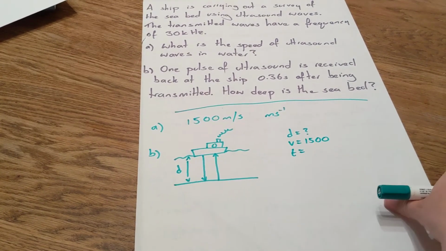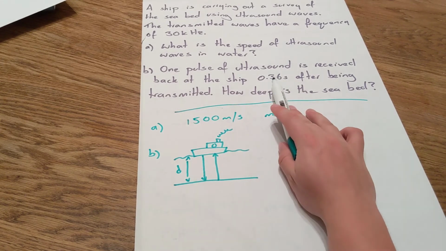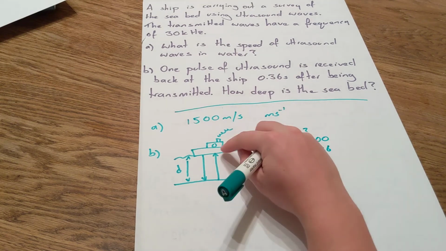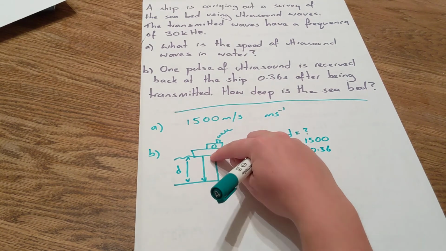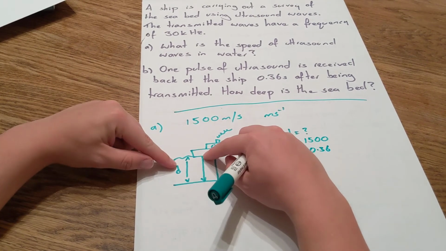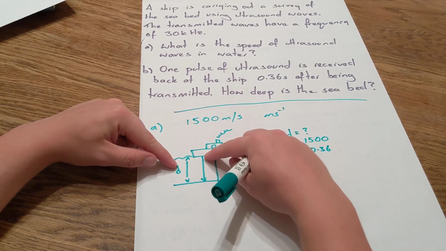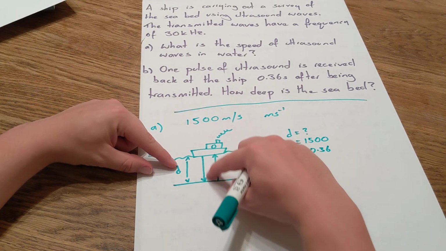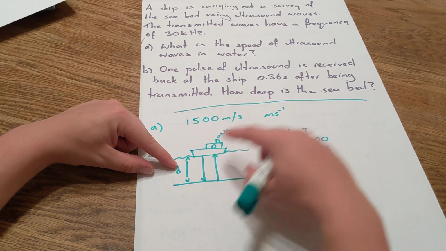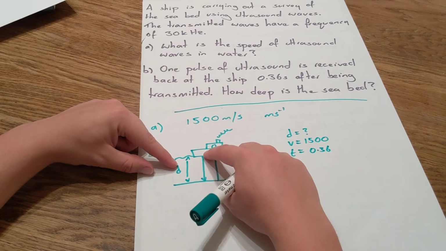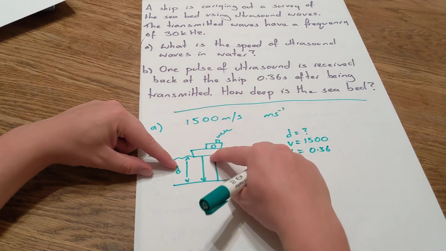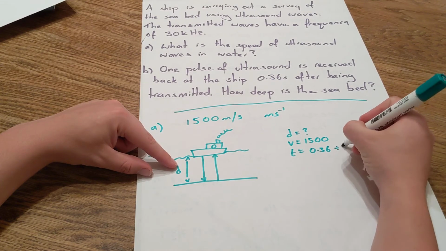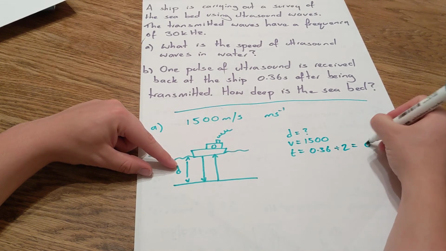Now, we know the time. We know that it takes 0.36 seconds for the signal to come from here, go down there, and go back up. But we only care about this distance. We don't care about the distance down and back up. So we only care about the time it takes to go down. And that's going to be half of the time, isn't it? Because it's going to come down and then it's going to spend the rest of the time going back up. So our time is actually going to be 0.36 divided by 2, which is 0.18.